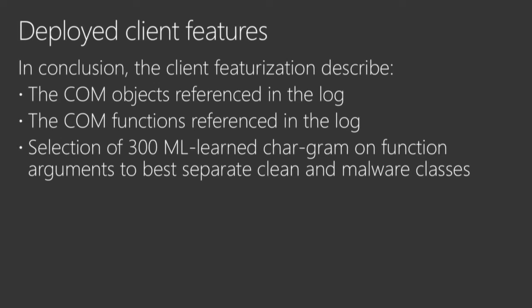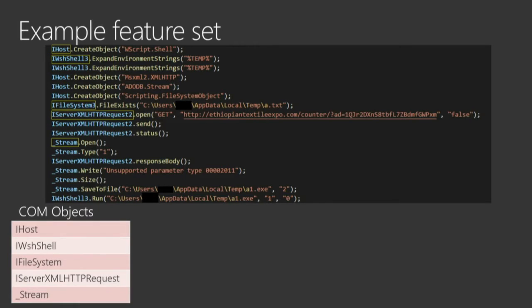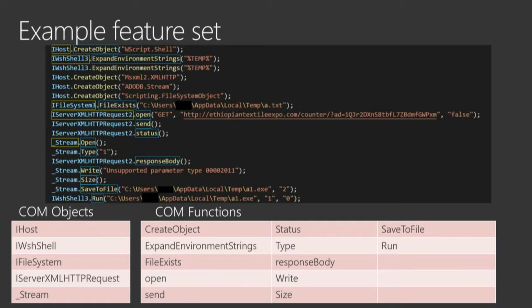So in conclusion, we deployed a set of client features describing these behavior logs. They were targeting the COM object names that were referenced, the COM function names referenced, and a set of 300 n-gram features describing the function arguments. So here's a look at what the featurization looks like. Here's a malicious script. It describes all of the COM objects that the malicious script references. It describes all the COM object functions which are referenced by the script. And then all the n-grams that are matched are highlighted here. So these are the n-gram feature matches that it describes when sending the featurization up to the cloud. And you can see it's latched onto some pretty interesting parts of the script. It's a decent description, but it can only go so far when we're only deploying 300 features here.